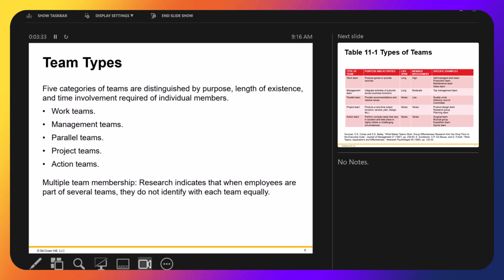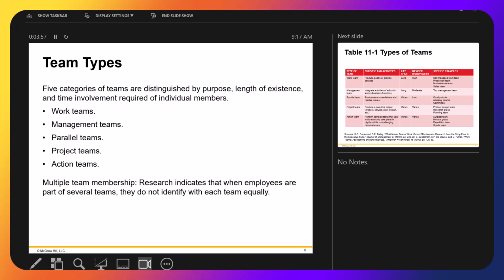Five categories of teams are distinguished by purpose, length of existence, and time of involvement required of individual members: work teams, management teams, parallel teams, project teams, action teams. Multiple team membership: research indicates that when employees are part of several teams, they do not identify with each team equally. No, they do not.